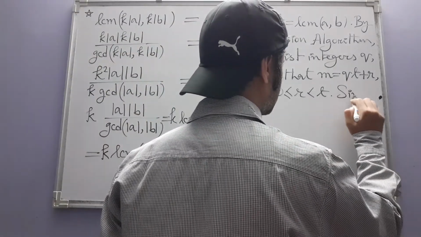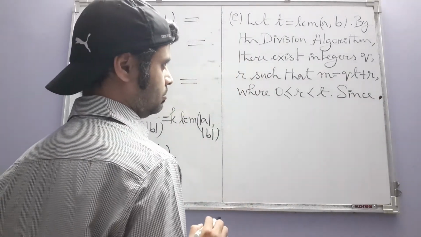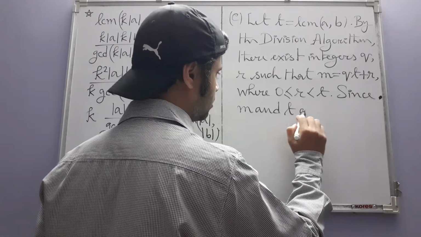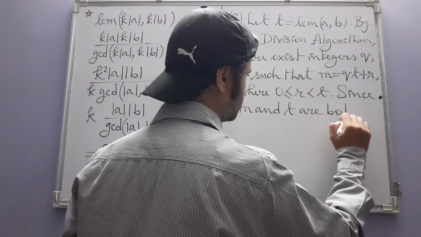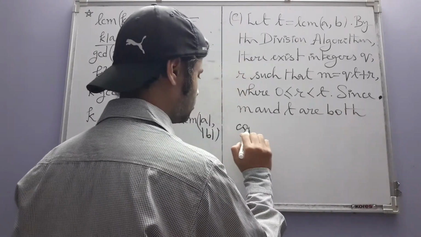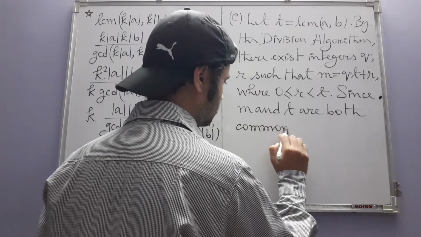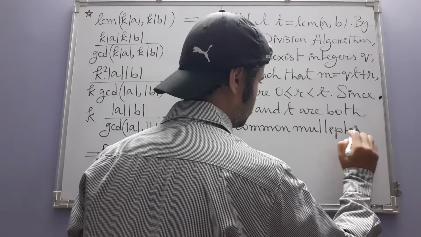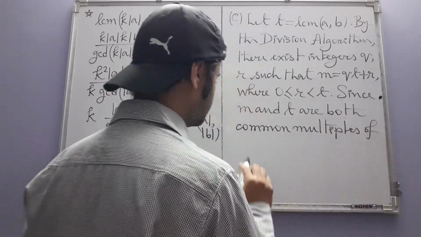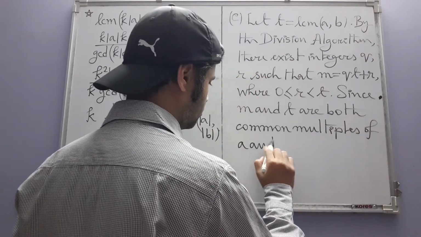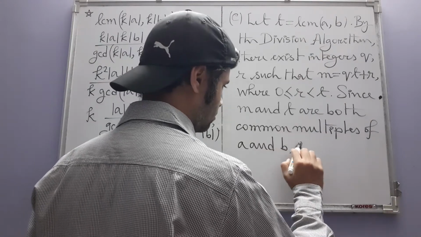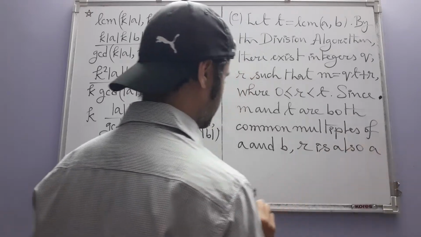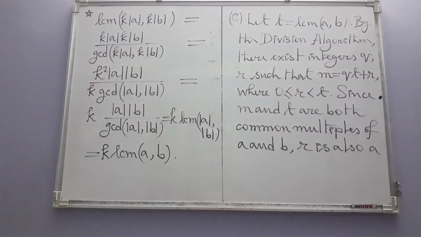Now since M and T are both common multiples of A and B, R is also a common multiple of A and B.